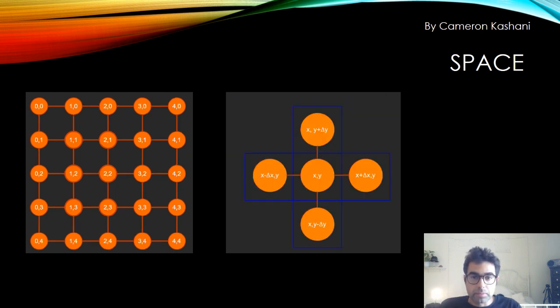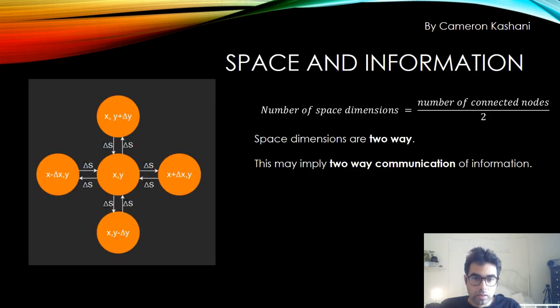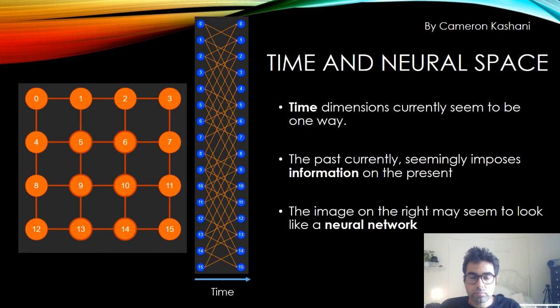Space. So the number of space dimensions would be like the number of connected nodes to a central node divided by 2. Space dimensions are two-way, which may imply two-way information communication. Time dimensions currently appear to be one-way.